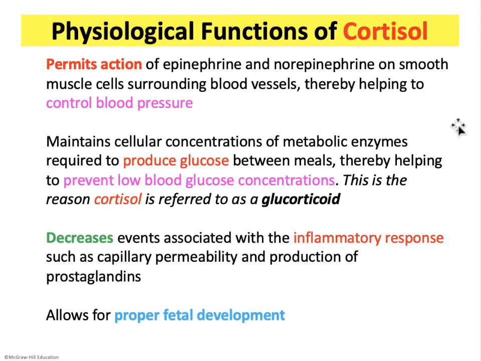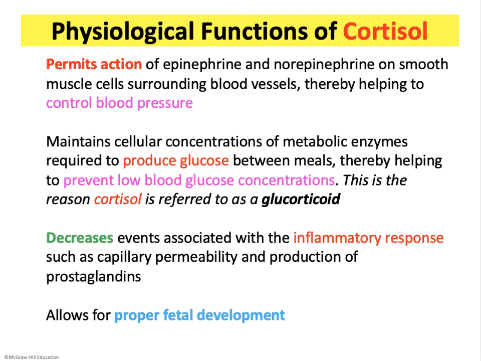In the early days of physiological investigation, scientists studying cortisol referred to it as a glucocorticoid because it controlled the amount of glucose in the blood. And that's its main purpose. It wants to keep glucose in the blood system so that it can be used to deal with the stress.